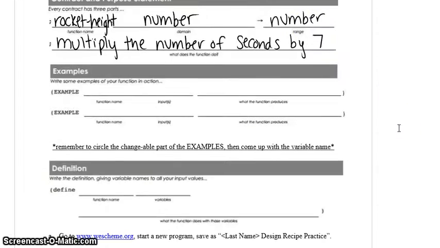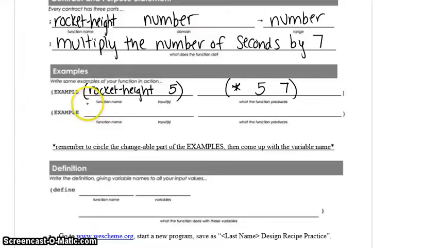So for example, when I type into the computer rocket height, and I'm just coming up with a random number here, I'm just going to choose the number 5. These are examples, so we're using specific inputs. When I type in rocket height 5, I want the computer to actually multiply my number, which is 5 times 7. So that's my first example.